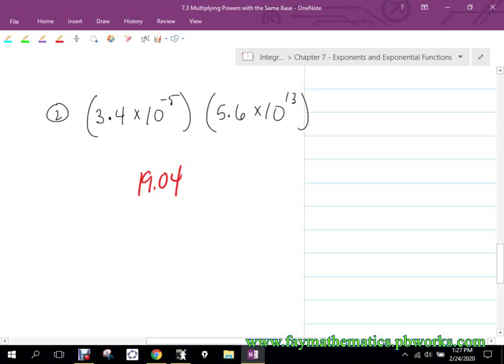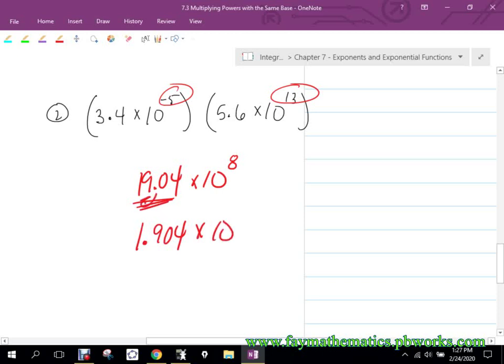Now it's times 10 to the what? What am I going to do here with those exponents? Add them, so it gives me 10 to the 8th, right? Now, is this number here between 1 and 10? No, so I'm going to move it to the left. I'm going to 1.904 times 10 to, I went to the left. Where's that exponent got to go? It's actually got to go up.